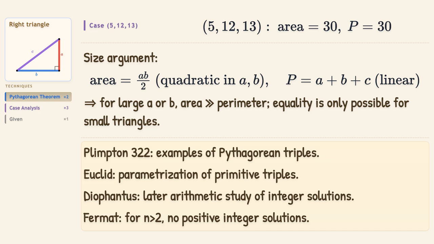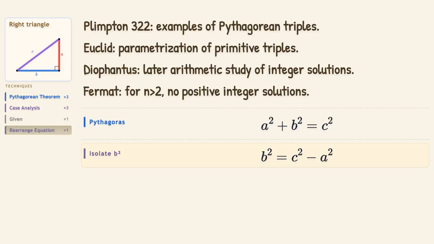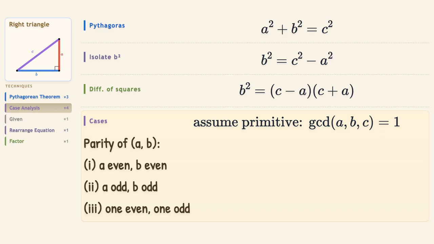Now we derive Euclid's formulas. Start again from Pythagoras. Move integer a squared to the right. b squared equals c squared minus integer a squared. Factor the right side as c minus integer a times c plus integer a. We work with a primitive triple, meaning the greatest common divisor of integers a, b, and c is 1.